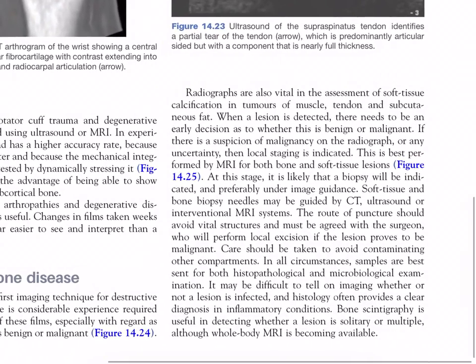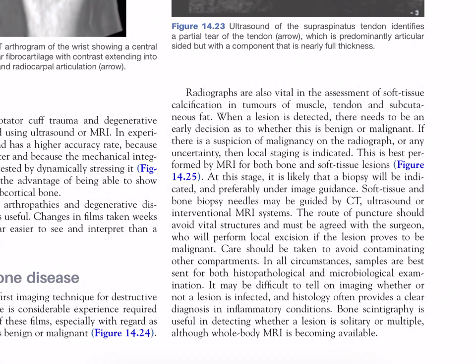Radiographs are also vital in assessment of soft tissue calcification in tumors of muscle, tendon and subcutaneous fat. When a lesion is detected, there needs to be an early decision as to whether this is benign or malignant. If there is a suspicion of malignancy on the radiograph or any uncertainty, then local staging is indicated. This is best performed by MRI of both bone and soft tissue lesions. At this stage, it is likely that a biopsy will be indicated, preferably under image guidance. Soft tissue and bone biopsy needles may be guided by CT, ultrasound or interventional MRI systems.